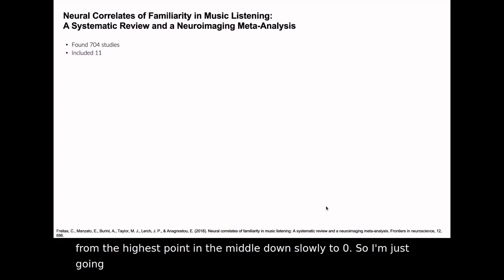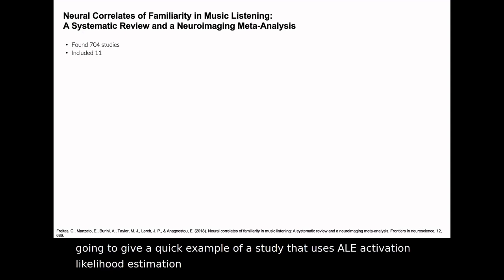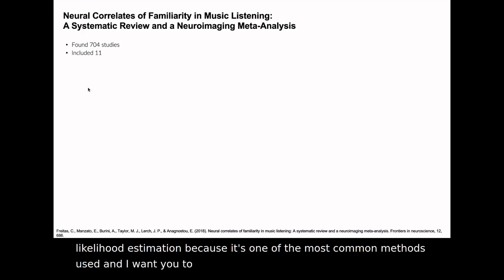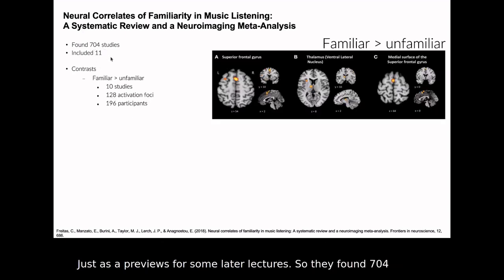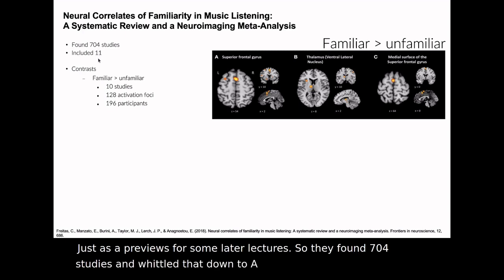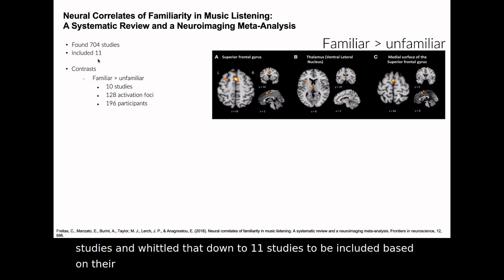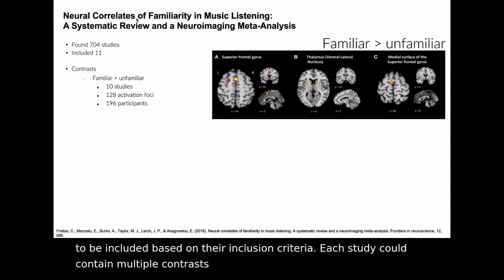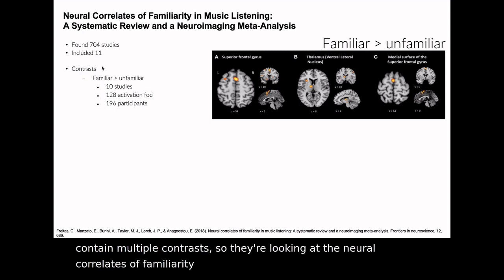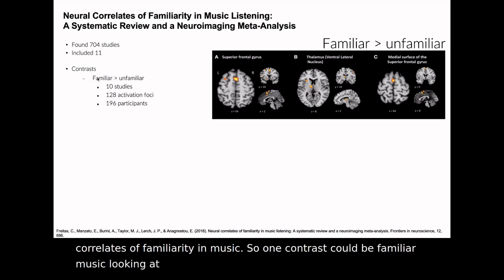So I'm just going to give a quick example of a study that uses AL, activation likelihood estimation, because it's one of the most common methods used, and I want you to see different aspects of the methods just as a preview for some later lectures. So they found 704 studies and whittled that down to 11 studies to be included based on their inclusion criteria. Each study could contain multiple contrasts, so they're looking at the neural correlates of familiarity in music. So one contrast could be familiar music, looking at activation during familiar music as opposed to unfamiliar music.